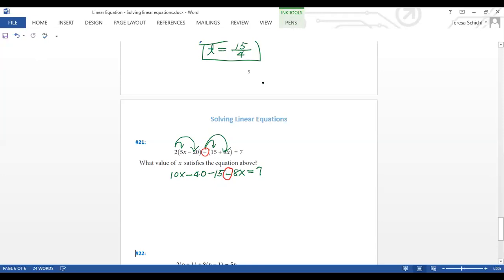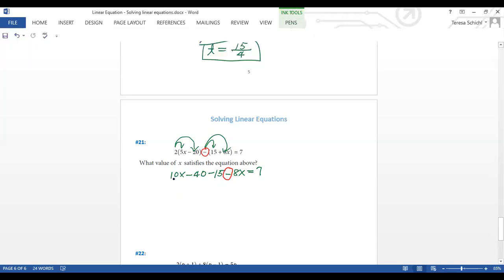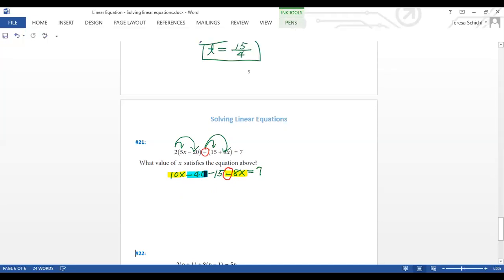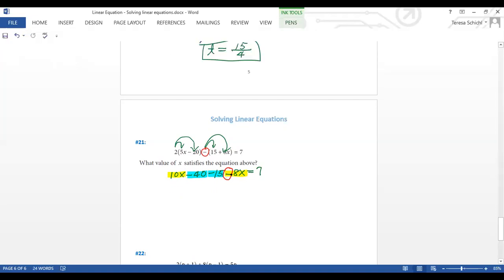The next thing this problem tries to test you on is combining the same terms. I have the x here and the x here, so you combine the like terms, and then you combine the constants. Be careful about these negative signs. So 10x minus ax is how many x? It's 2x. Then negative 40 minus negative 15 is what? Negative 55 is equal to 7.